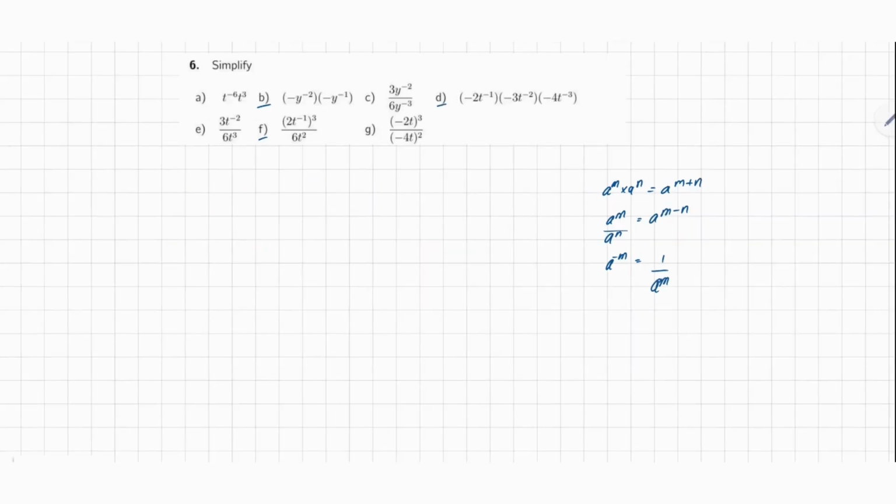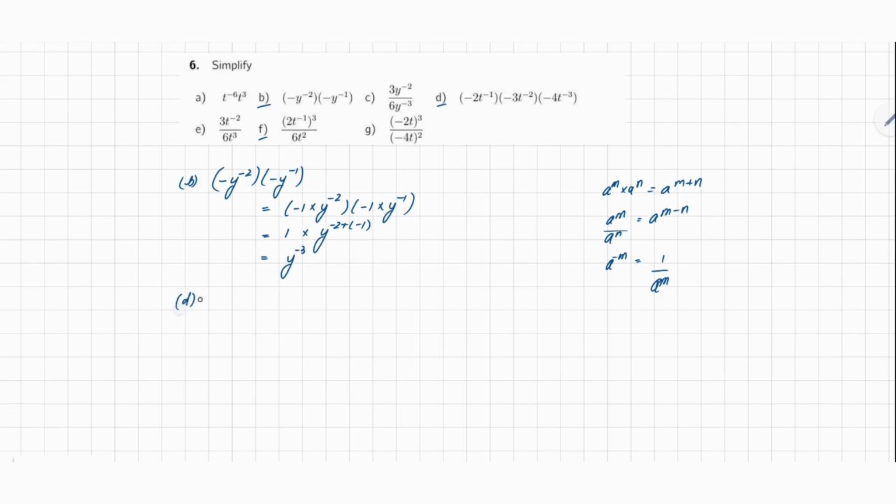Here we have to simplify the following expressions. Let's start with question B. We have minus y raised to minus 2 and minus y raised to minus 1. We can expand it and write it as minus 1 times y to the power minus 2 and minus 1 times y to the power minus 1. Minus 1 times minus 1 is 1, and y has the same base and the exponents are different. The operation uses multiplication, so we can use the first rule. We have y to the power minus 2 plus minus 1, which gives us y to the power minus 3.